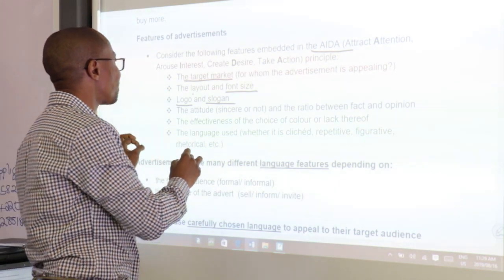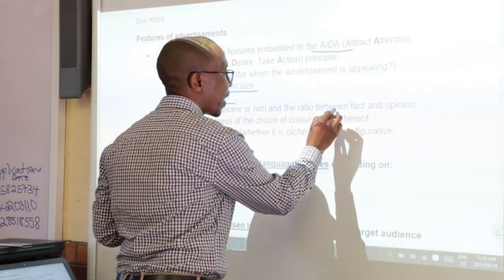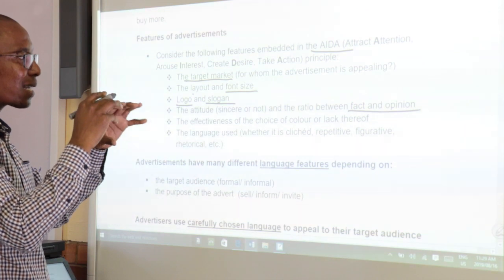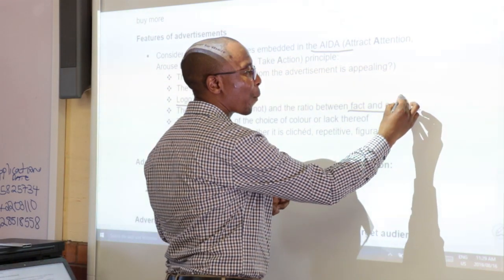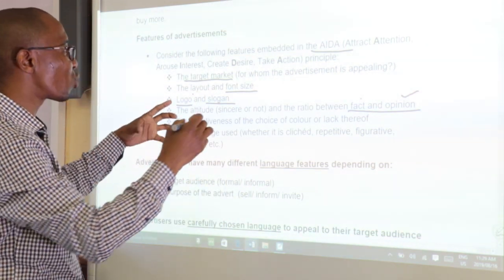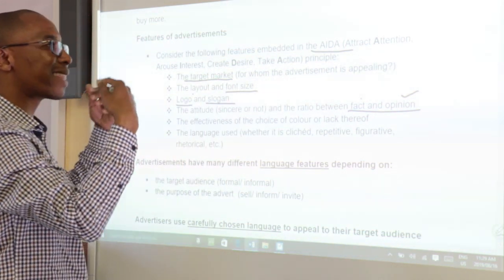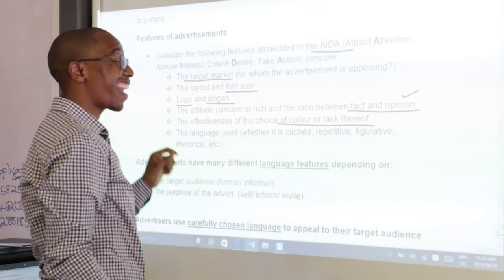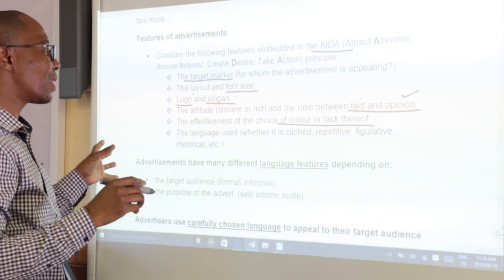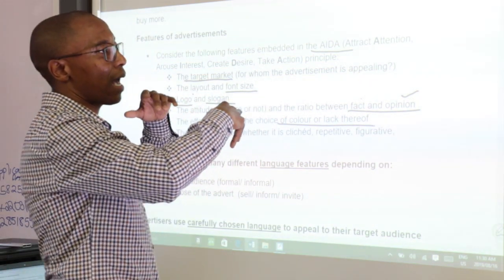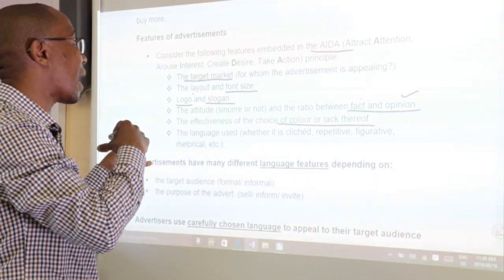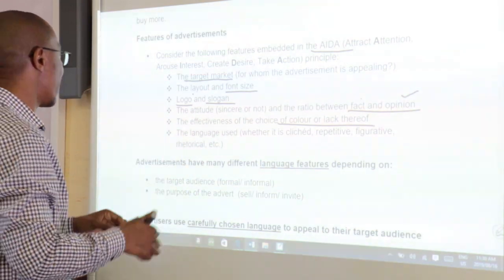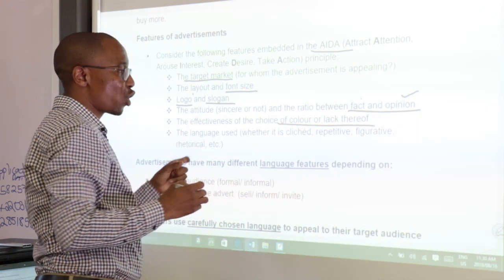And then at times you may find that there is a very thin line between a fact and an opinion. Every time, the advertisers will make sure that they give a lot more opinions than facts. Who is supposed to go through the advertisement and find this out? It's the reader, the target audience. And then the effectiveness of color or the lack of color. Sometimes you may find that the advertisement has various colors for a particular reason, and sometimes you may find that the advertisement has a black background, and that may mean something. The language used.